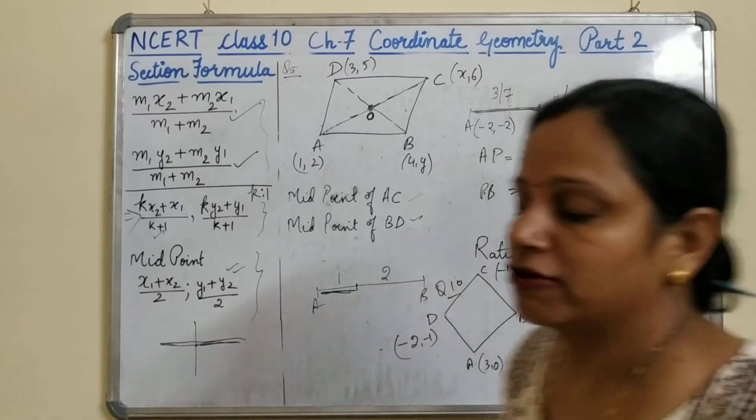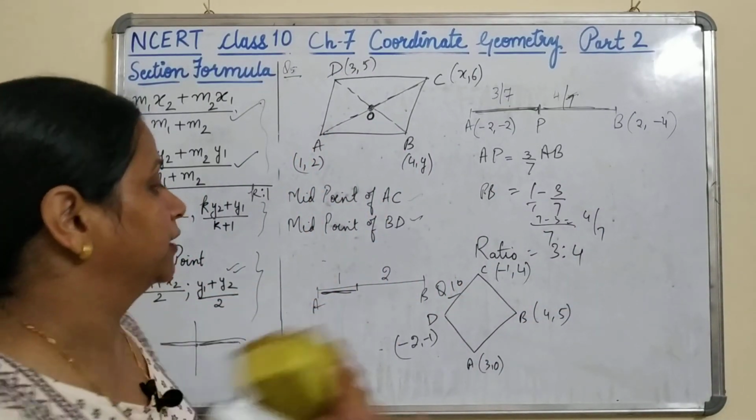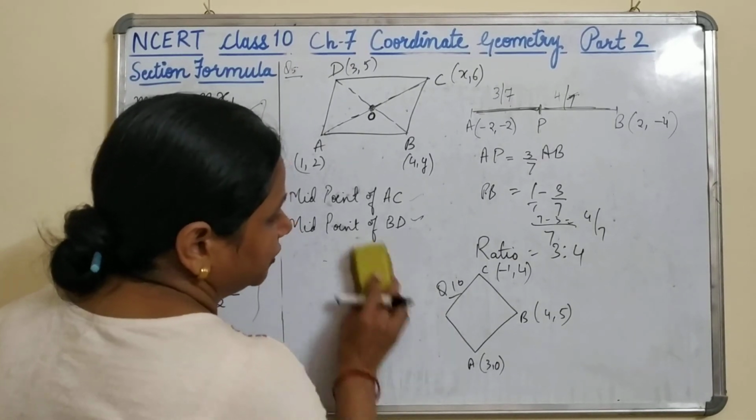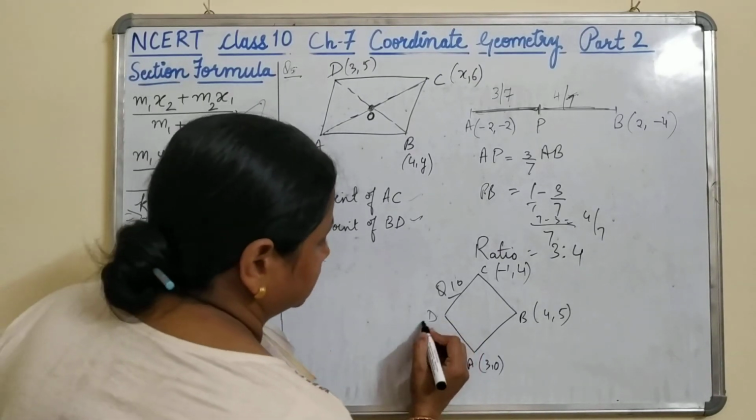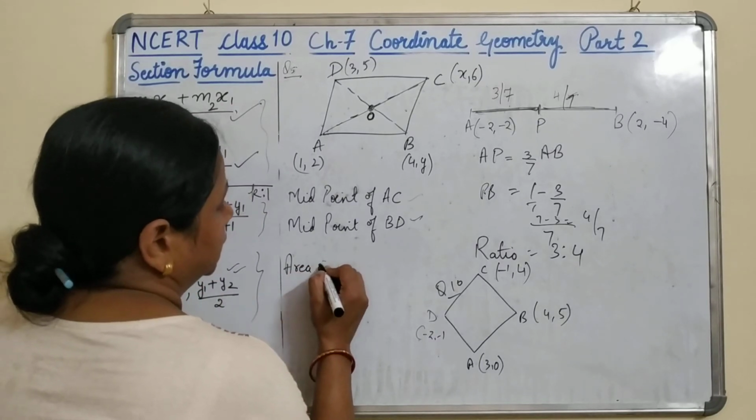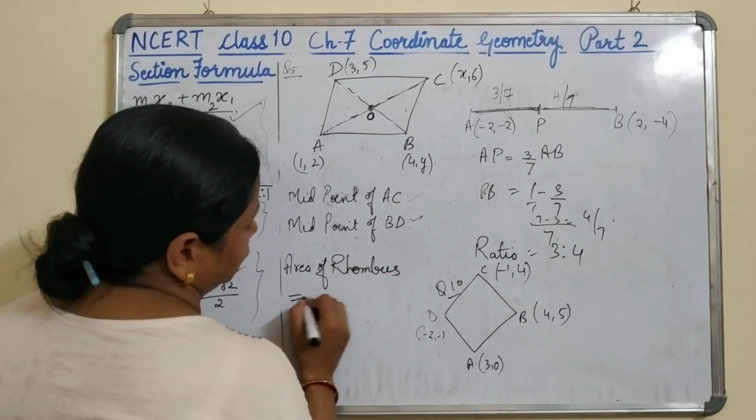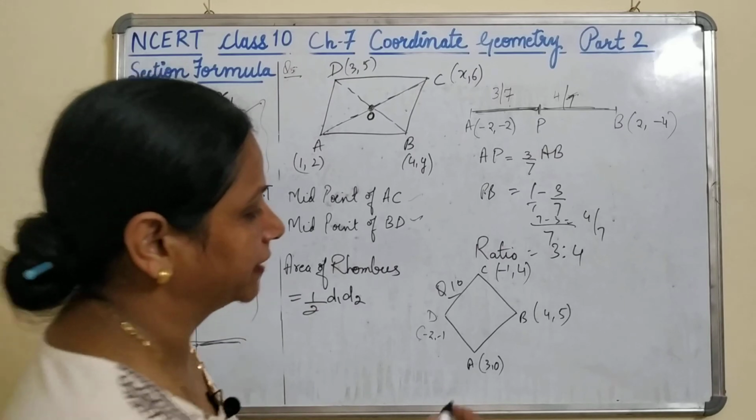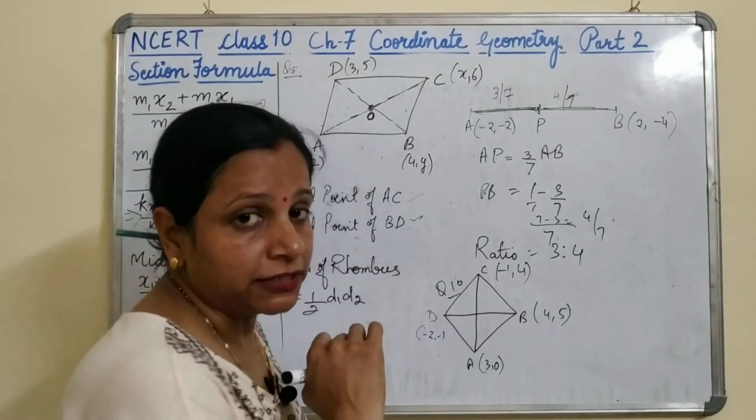Now what is the formula for finding the area of a rhombus? The area of a rhombus is equal to half d1 into d2. Now what are d1 and d2? The diagonals. This is a diagonal and this also is a diagonal. These two are the diagonals.